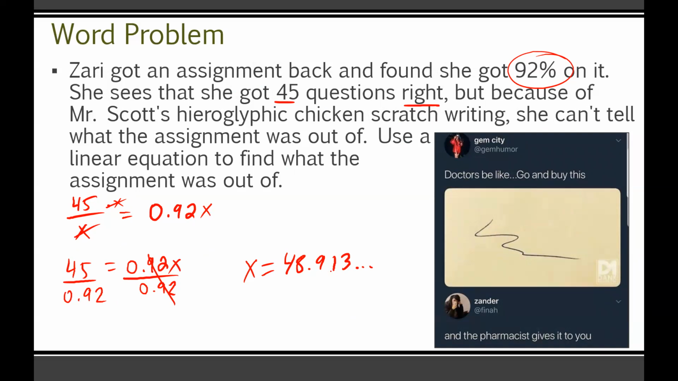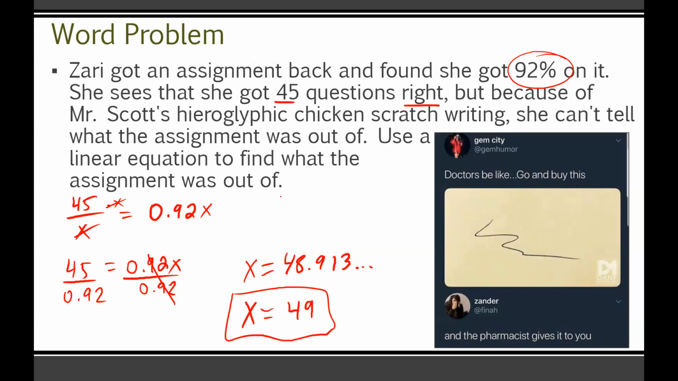I shouldn't say it wouldn't be possible. It just wouldn't be practical for a test to be out of a weird number like this. So let's actually say the test was out of the nearest number to this, which would be 49. And probably worth noting, if this test was out of 49, her score was 45 out of 49.